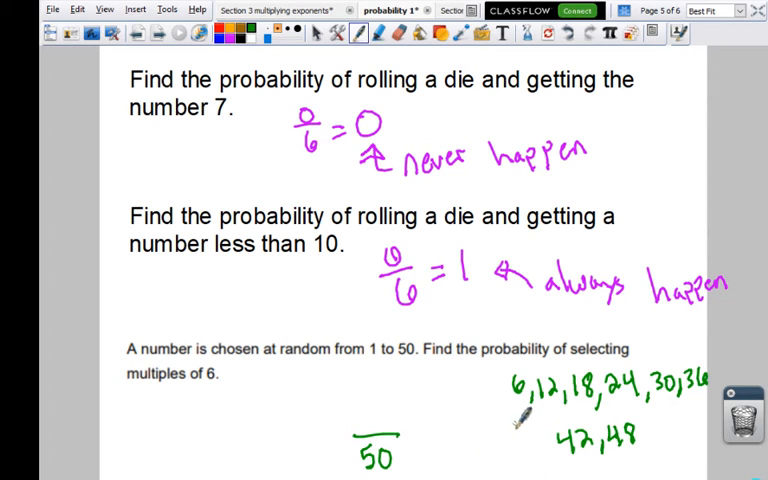Alright, so we have 1, 2, 3, 4, 5, 6, 7, 8. Yep, 8 out of 50, right? So plug it into Desmos, because we haven't done that one yet. 8 out of 50.